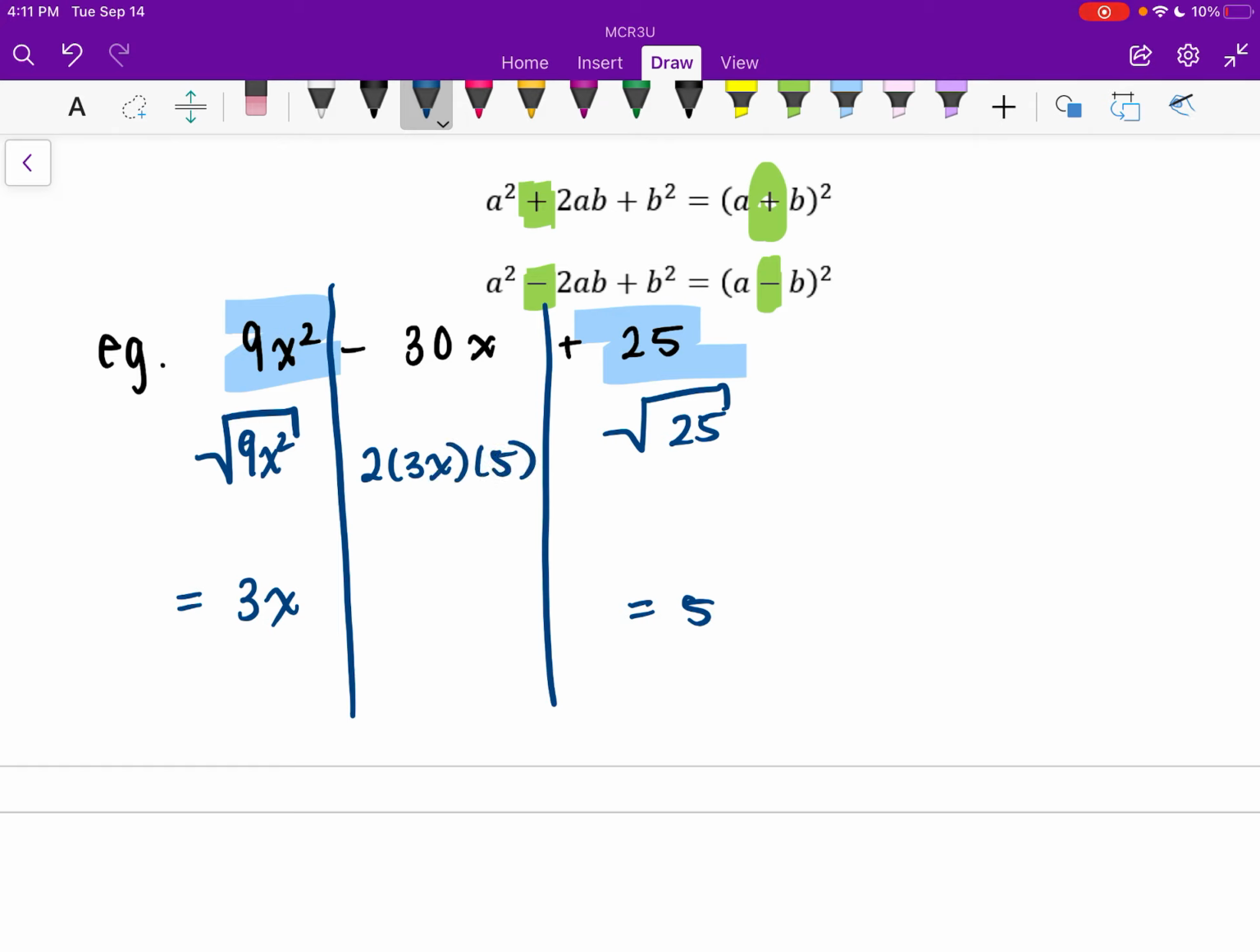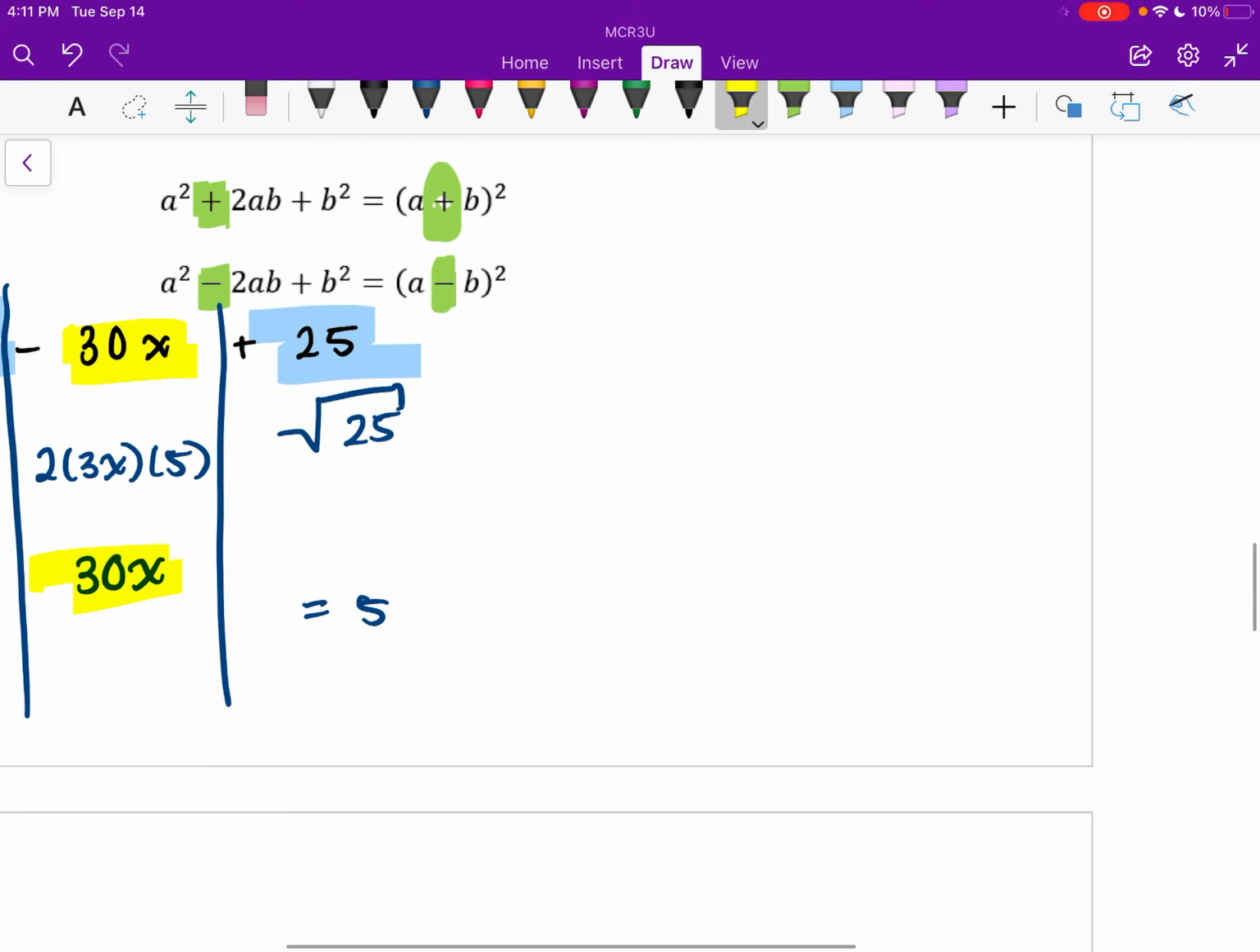Right, 2 times 3x is going to give me 15x times, 2 times 3 is going to be 6x times 5 is going to give me 30x, right? This middle term now matches this middle term here. So I know that this is a perfect square trinomial.